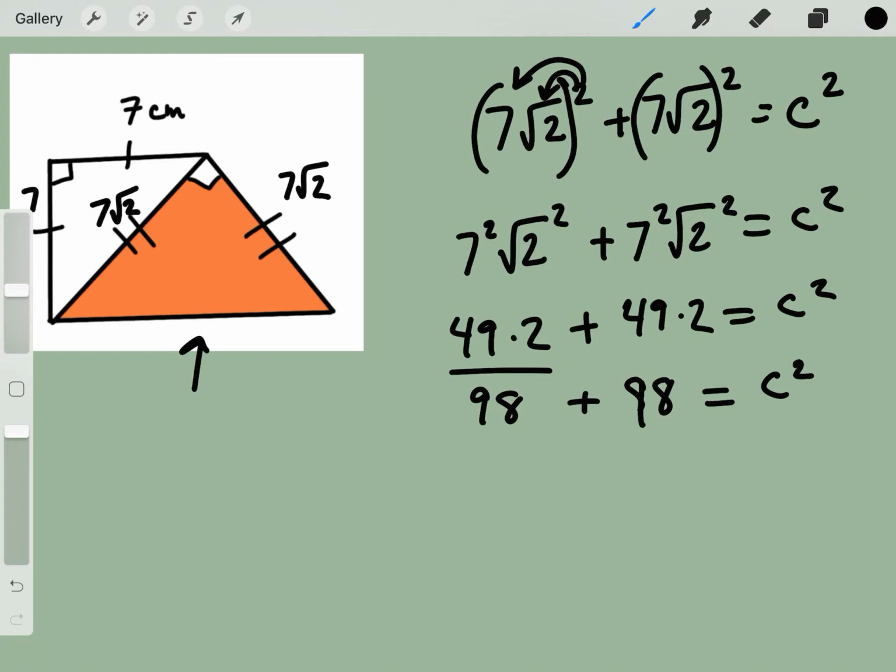98 plus 98, you get 196. And then what we have to do is we have to take the square root of both sides. Well, when you take the square root of 196, you actually get a whole number, and it's 14.